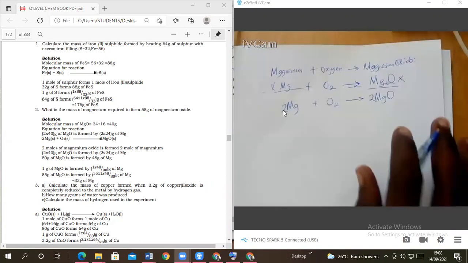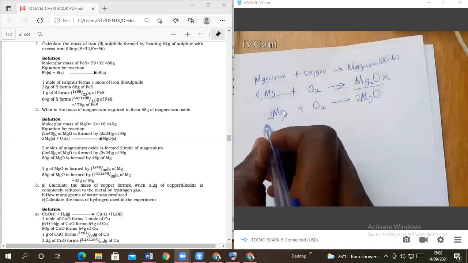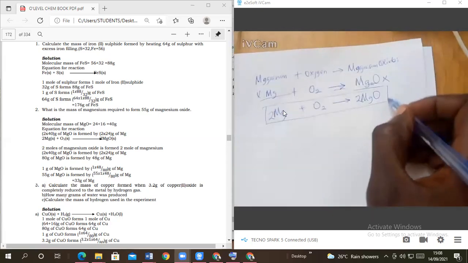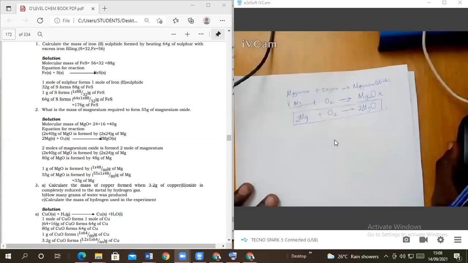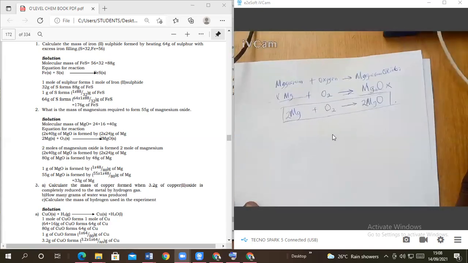Okay. So if that is the case, let's go on. This is our well-balanced equation, the first stage. After writing the well-balanced equation, what follows?